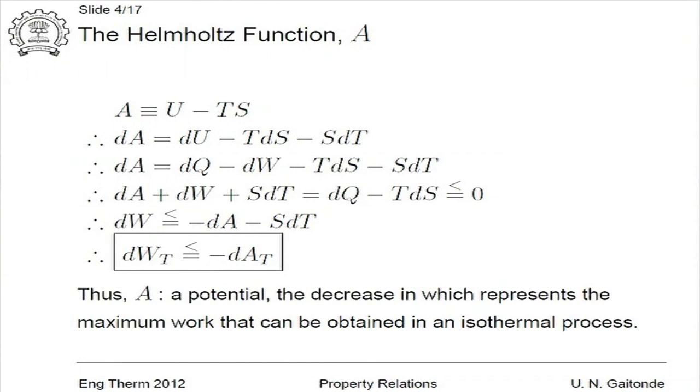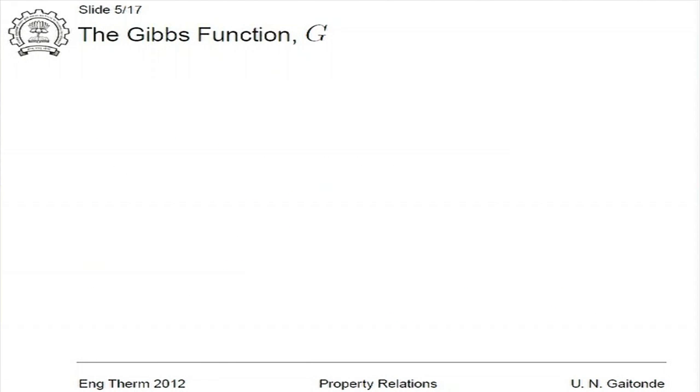So using that idea, we can consider the Helmholtz function A to be some sort of a potential, and hence sometimes it is called the Helmholtz potential, a decrease in which represents the maximum work that can be obtained in an isothermal process. The next important energy function, the final one, which we define, is G, known as the Gibbs function. The Gibbs function is defined as U plus PV minus TS. You can rewrite it if you want as H minus TS, or as A plus PV, because they are all related to each other.